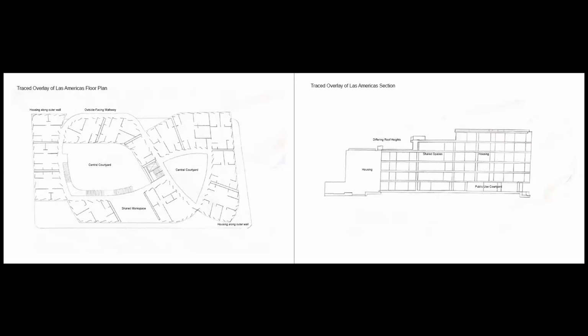And then here again on the right, we have the stepped roof heights, these differing heights, shared spaces with housing, and then public courtyards at the bottom, showing again differing roof heights and these central courtyards in this axon trace. And so overall, the Las Americas building has nearly every design aspect that I want to employ in my design, and I will be taking all of these aspects moving forward.